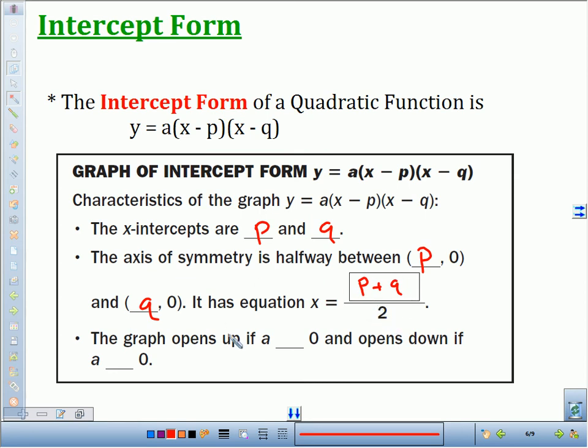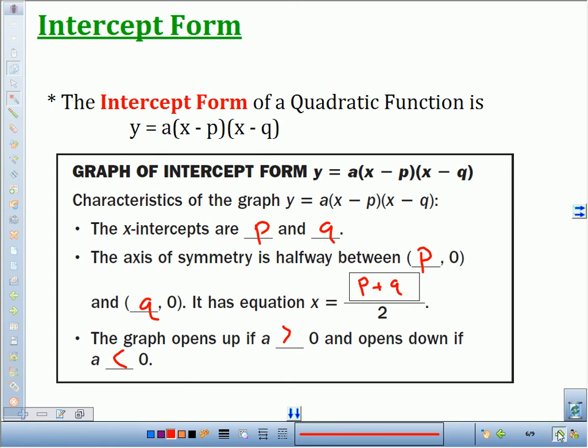And just like before, if a is greater than 0, that means if a is positive, it opens up. If a is less than 0, if a is negative, it opens down. That's been the same for standard form, for vertex form, and now for intercept form. That a tells us if it opens up or down.